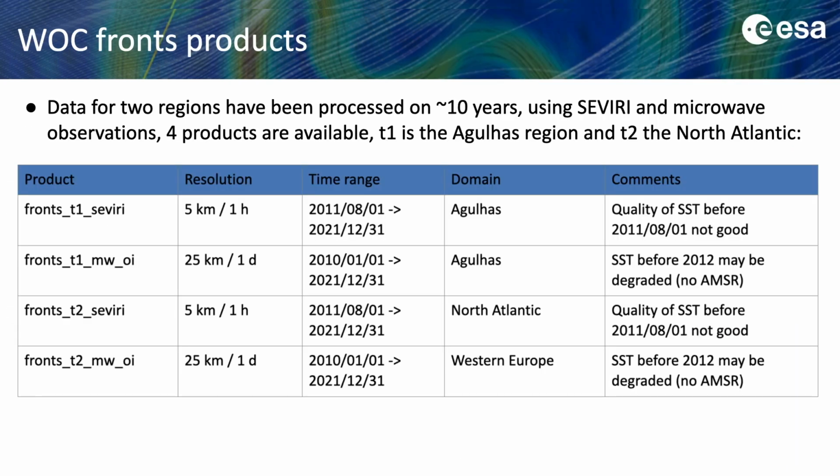Within the WOG project, we have used this algorithm to process data for two different regions and using two different SST observations over a 10-year period. We have data from several sensors for the high resolution and the microwave level 4 REMSS product for the low resolution. The two regions are the Agulhas area and the North Atlantic. A link is provided on the poster to download data.